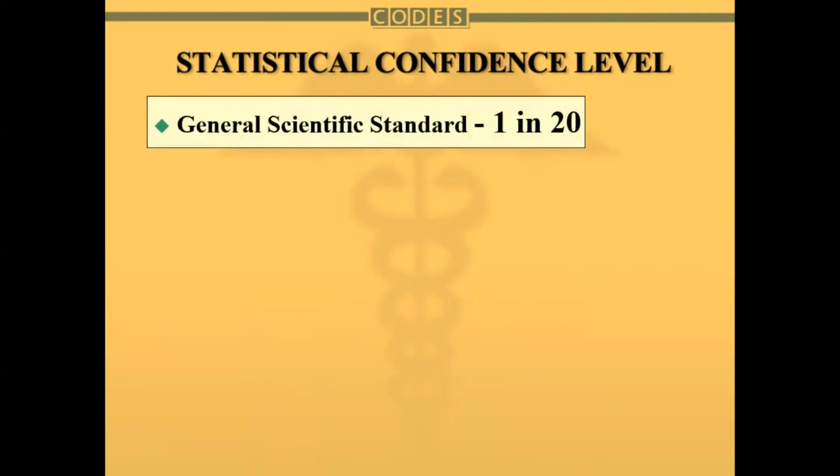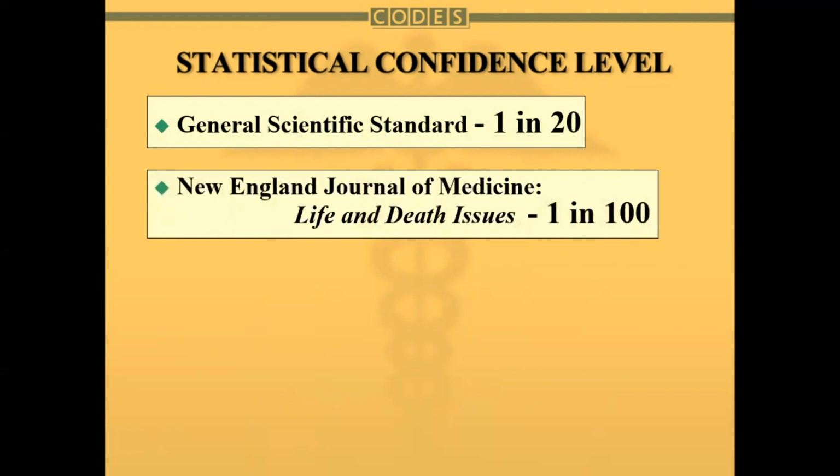What is statistical significance? Anyone who's ever done statistical testing knows that if you do an experiment 19 times, when you do it the 20th time, you would expect to get exactly the same result. If you don't, it's still statistically significant. The general scientific standard is 1 in 20, which means that the results you get are not a result of a random occurrence. In matters of life and death, the New England Journal of Medicine said they require accuracy to the level of 1 in 100.